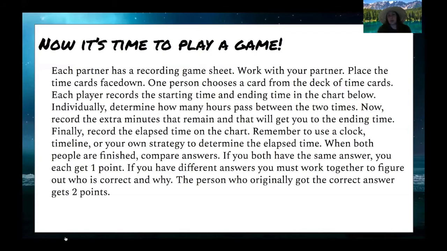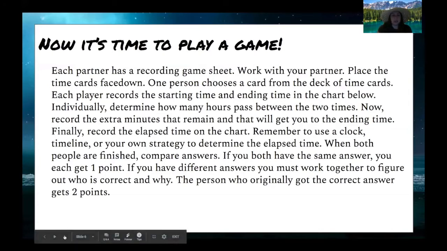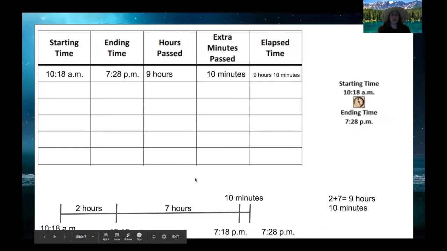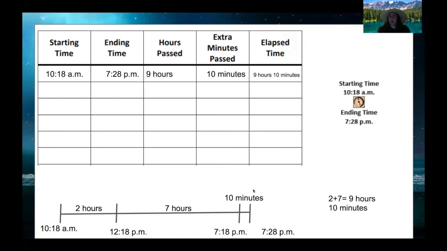All right, so I'm going to show you an example, and once you see it, it's going to make a little bit more sense. All right, so here's our chart already. I already filled in the first one. So my time card says starting time, 10:18 a.m., ending time, 7:28 p.m. So here is my timeline. I chose to use a number line for this one instead of using the clock. You can use the clock, that is fine too. Today's lesson is pretty much to decide which one you like to use and for which problems you like to use it for. So I'm starting at 10:18.